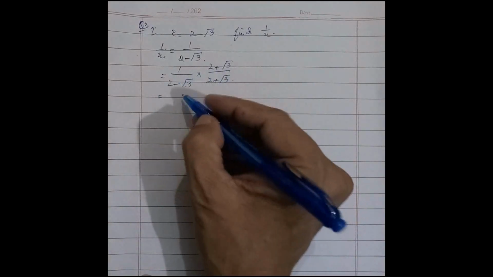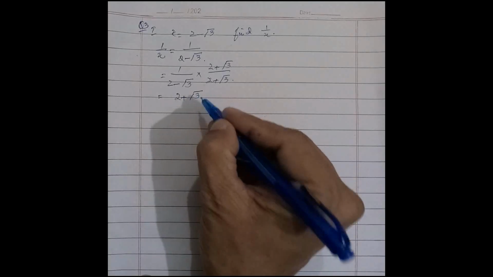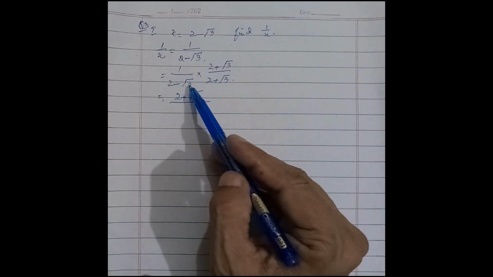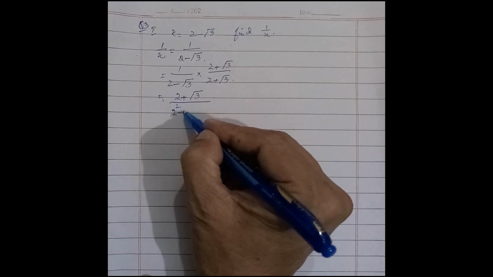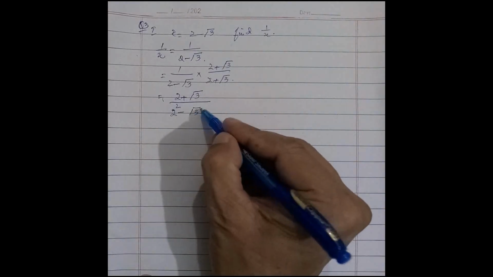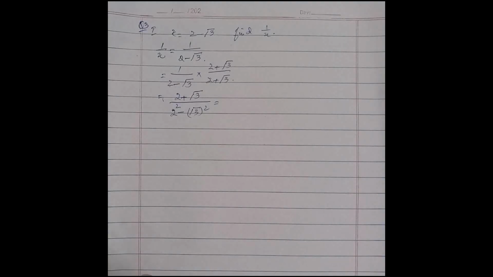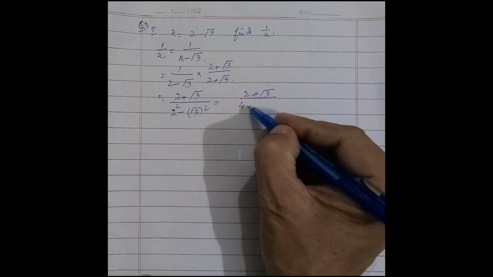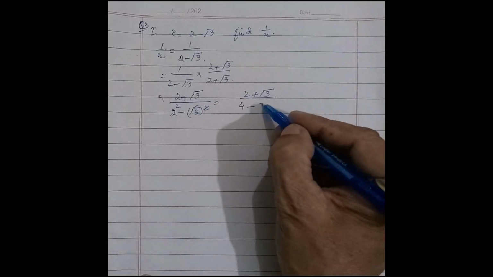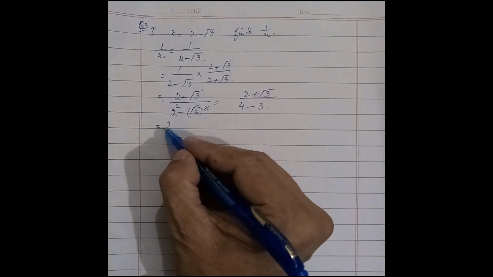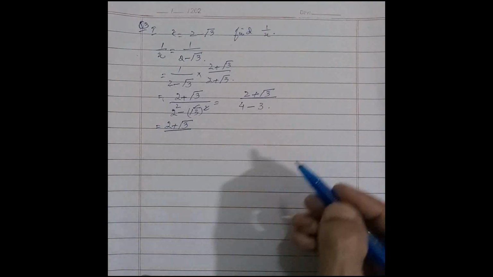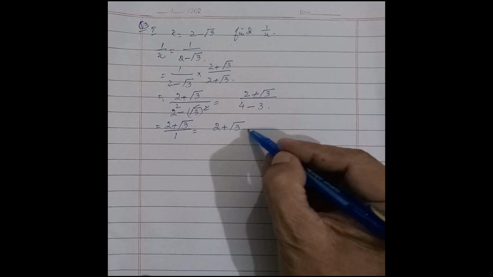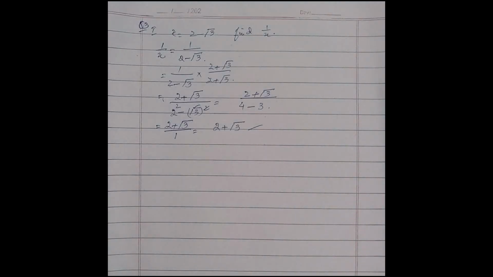1 multiplied by 2 plus square root 3 is 2 plus square root 3 over, it is a minus b into a plus b. The answer is a square minus b square. Here a is 2 and b is square root 3 squared. And now we simplify it. 2 plus square root 3 over 2 square is 4 minus square root 3 square is 3. And the answer is 2 plus square root 3 over 4 minus 3, which is 1. And the answer is 2 plus square root 3. It is the answer of 1 over x.